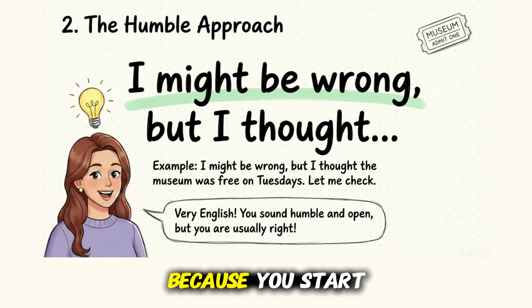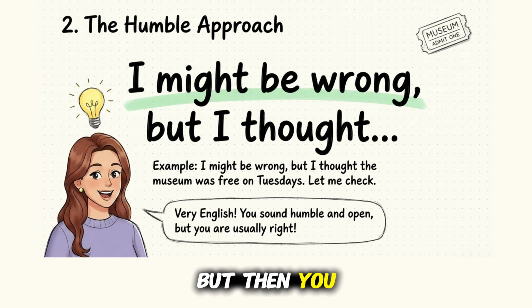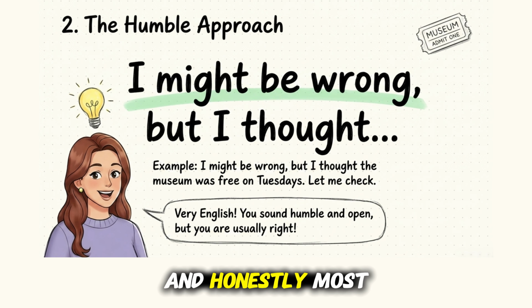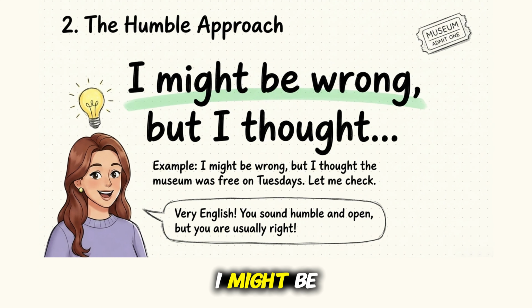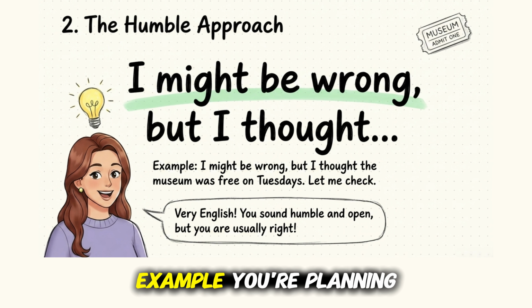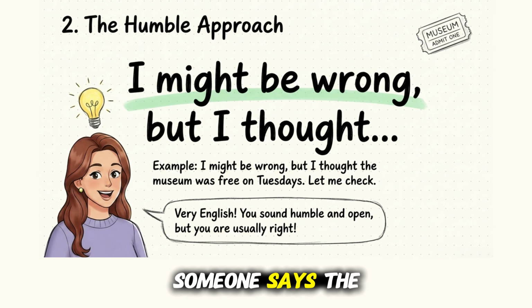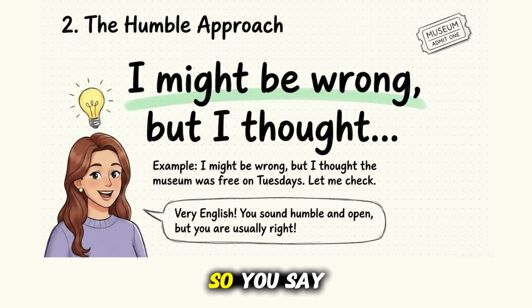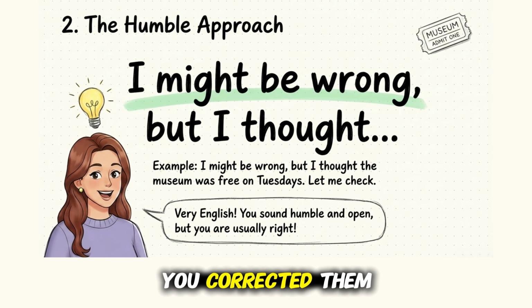Ooh, this one is clever because you start with, I might be wrong, which makes you sound humble and open, but then you share your information anyway. And honestly, most of the time when people say, I might be wrong, but they are right. It's just a very English way of being confident without sounding arrogant. Example, you're planning a trip with friends. Someone says, the museum is free on Sundays, but you're pretty sure it's free on Tuesdays. So you say, I might be wrong, but I thought it was free on Tuesdays, not Sundays. Let me check their website quickly. You corrected them, you offered to verify, everyone feels fine.